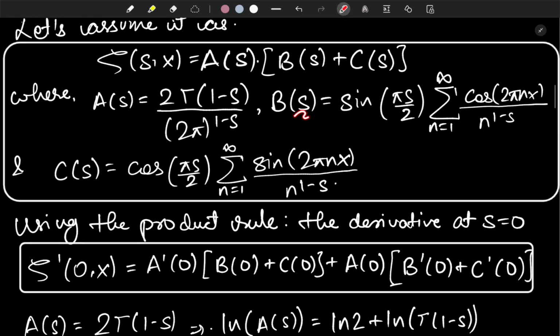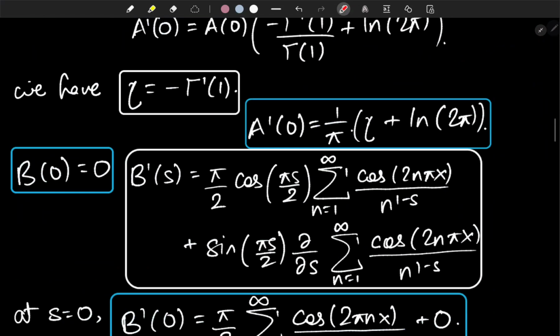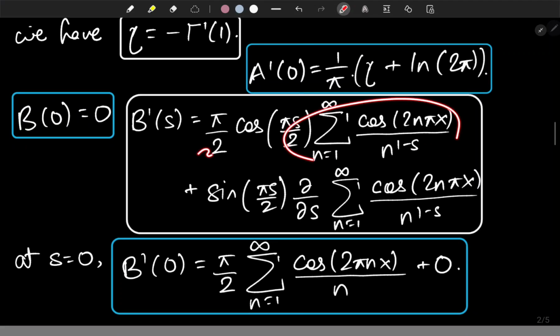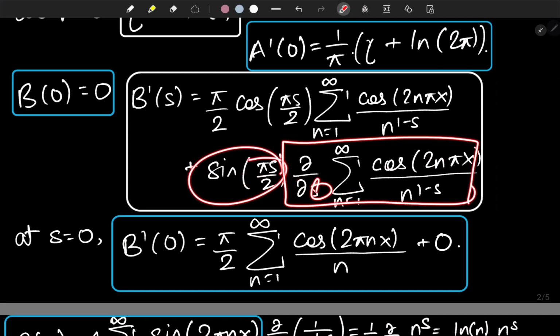So we are going to use the product rule here because we have a first function and a second function. If we take the derivative of the first one with the chain rule, you have a pi over 2 factor and cosine of pi s over 2, and the second function as it is. Take a look at this. And for the second part, the first function as it is and the derivative of the second function with respect to s.